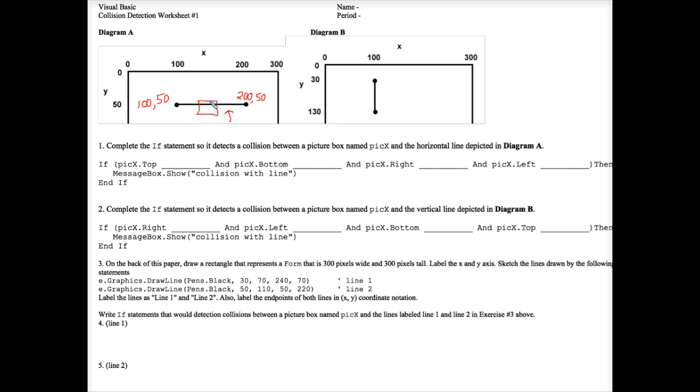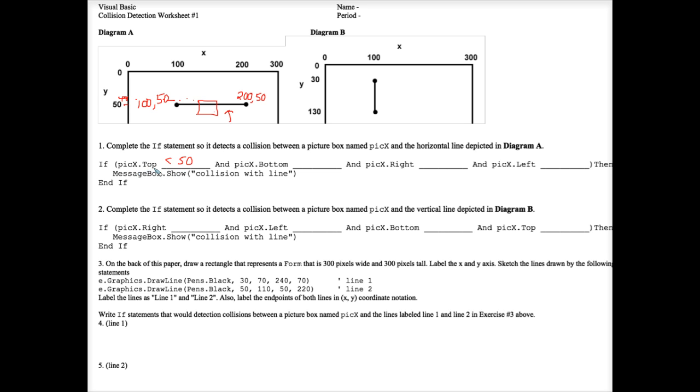At that precise moment, the top edge is less than 50 on the y-axis. It comes out here, if you drew a little dotted line over here, it comes out to like 48. So anything less than 50 indicates that it collided coming from the south and traveling north. So that is how you would fill in the first blank on this worksheet.